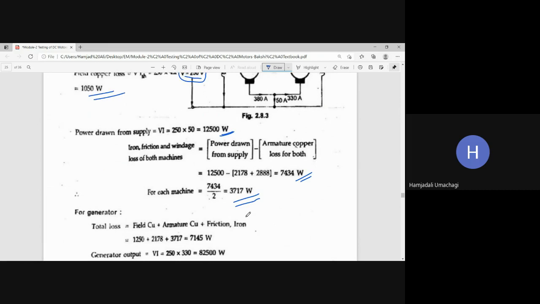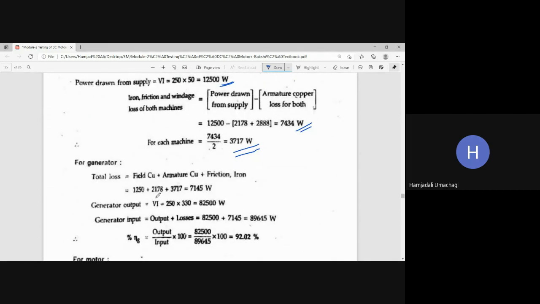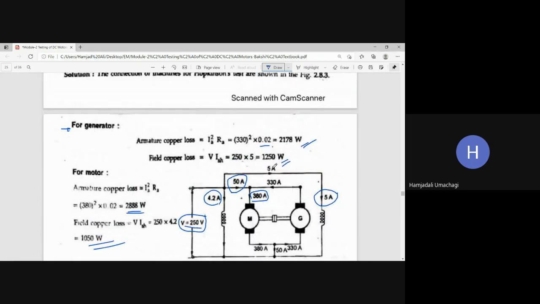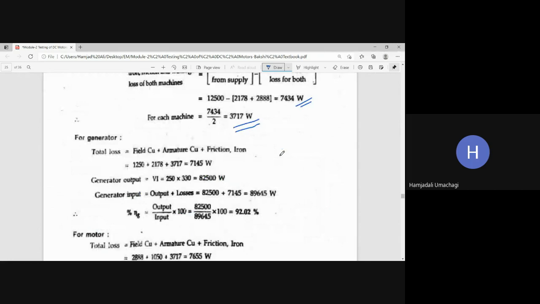Now calculate the efficiency of the generator separately. For the generator, total loss is what? Field copper loss plus armature copper loss plus friction and iron loss, that is stray loss. So the field copper loss we have already calculated for the generator, which is 1250, plus armature copper loss 2178. Add these two values, along with that add the recently calculated stray loss, that is 3717. This is armature plus field copper loss plus stray loss. So if I add all these things, then this is the total loss of the generator.